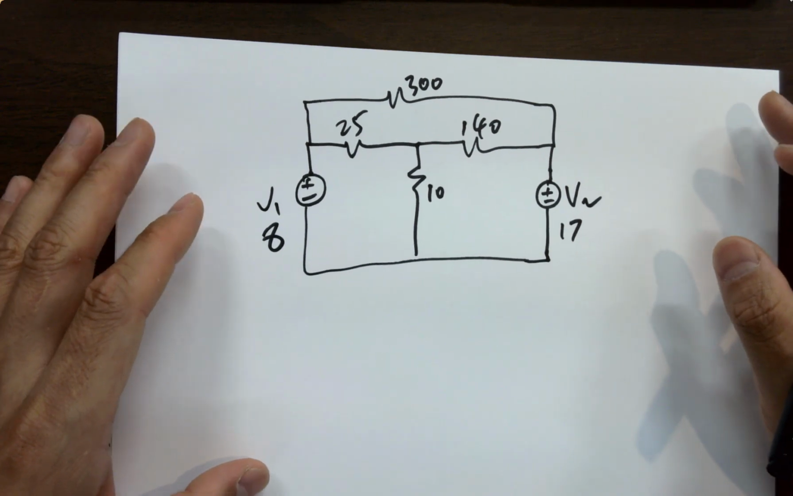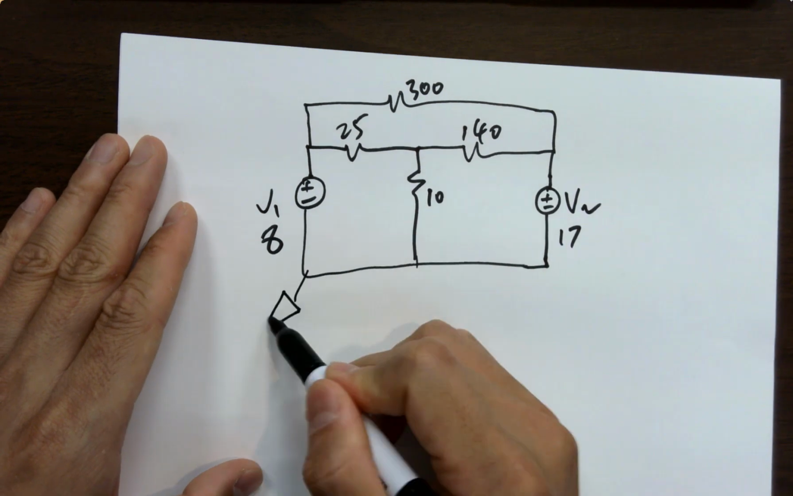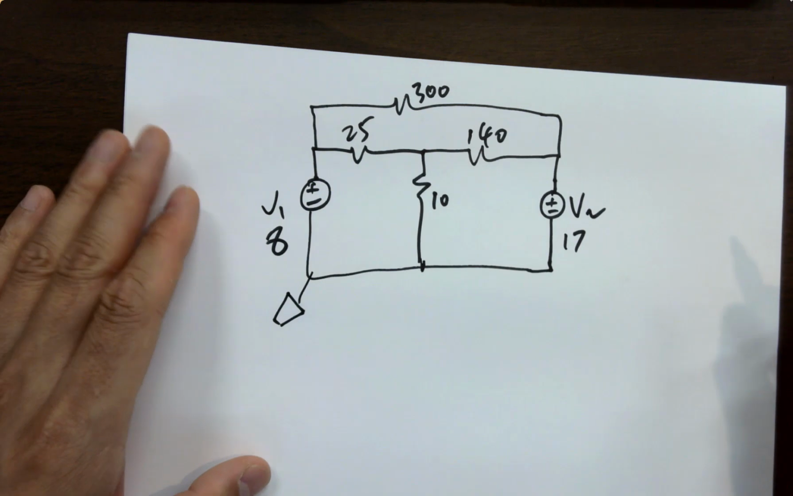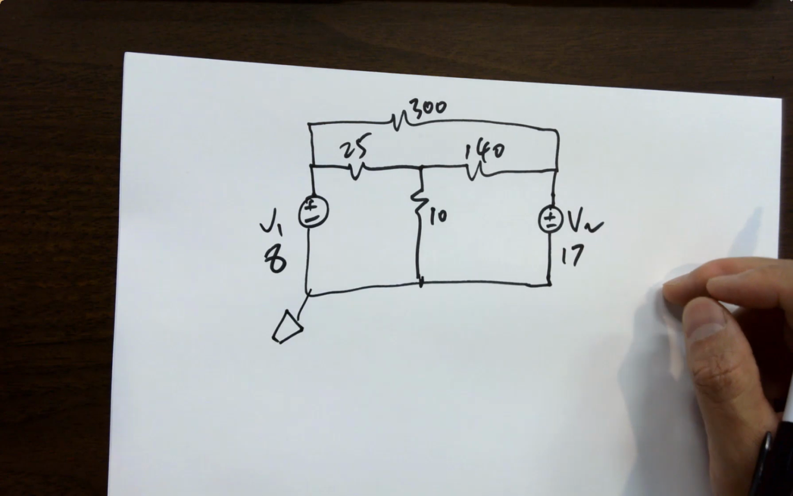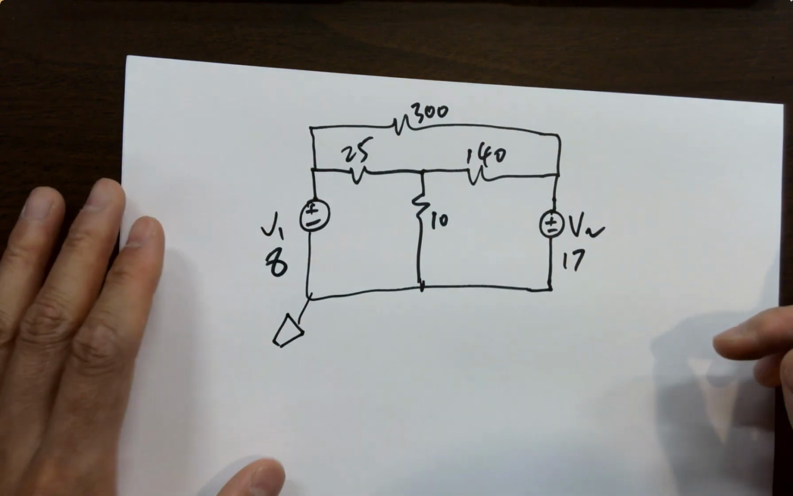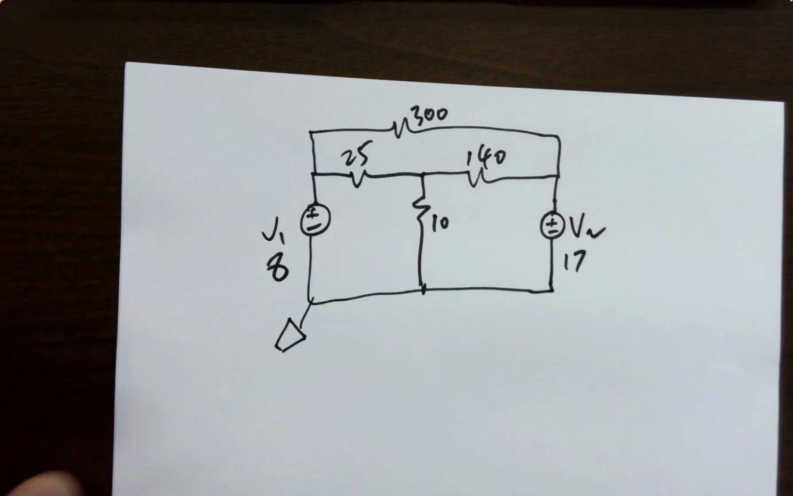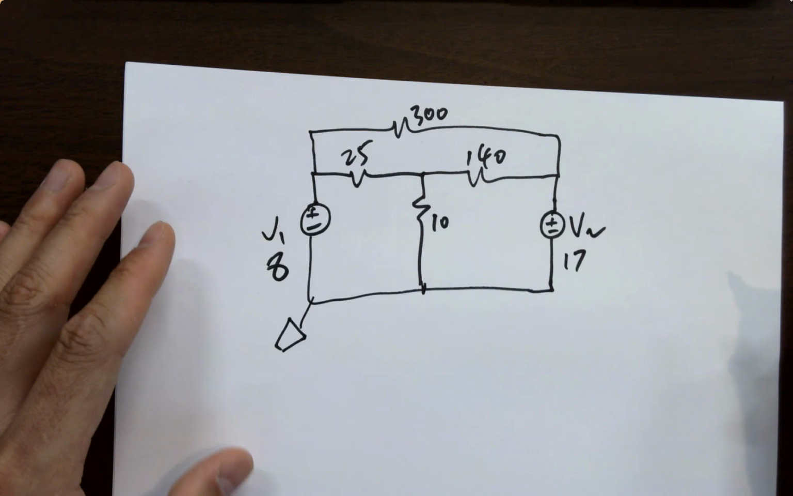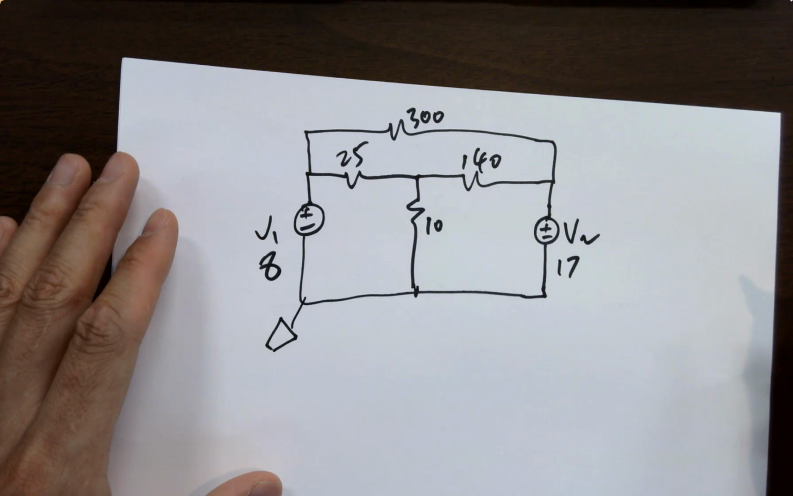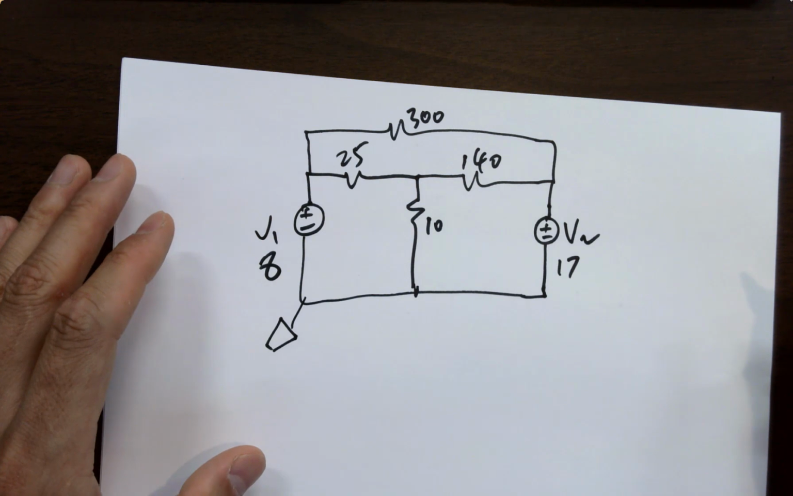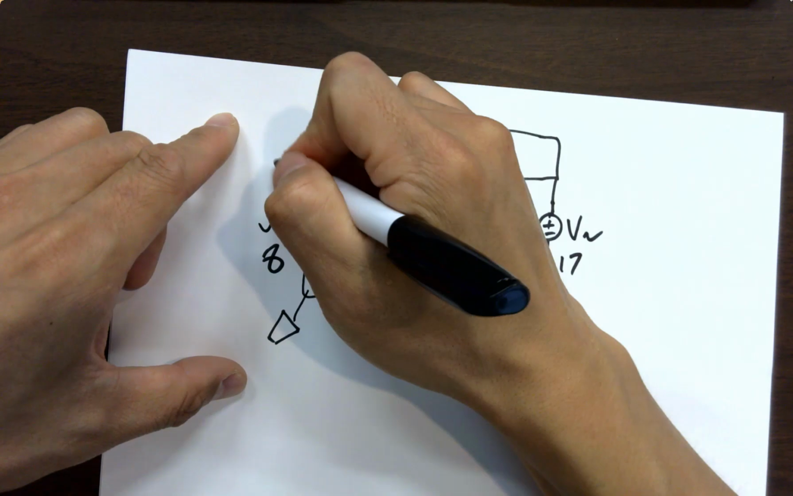How many essential nodes do we have? This is ground, so don't include this one. 3, right? 1, 2, 3. Ground is just ground, just one ground. You're saying, oh, 3 nodes, I have to calculate 3 voltages. Is that correct? Do you have to calculate 3 voltages? Why? Because you know what the voltage is on the other side. Yeah, it's given. So simple.